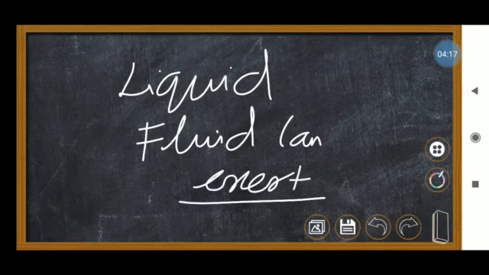Yes, fluid can exert friction, because if you put your hand inside a bathtub or any container filled with water, you may feel some frictional force, some force trying to stop your hand. Okay, so that is the frictional force developed by the fluid. It may be a liquid or gas, whatever it is. So there will always be some opposing force developed. Okay, so these are the things we discussed in the friction lesson.